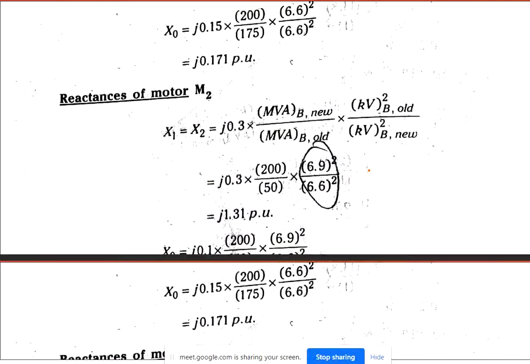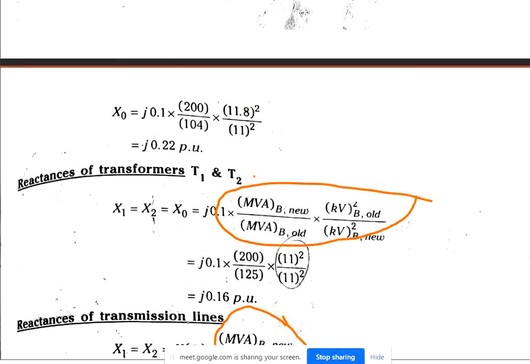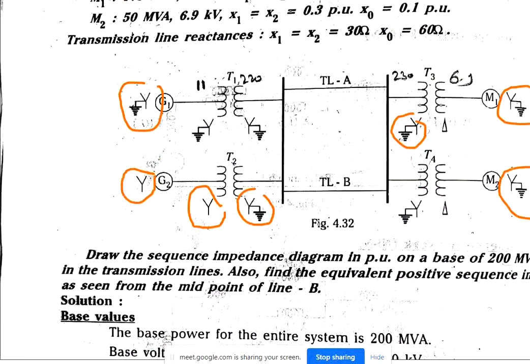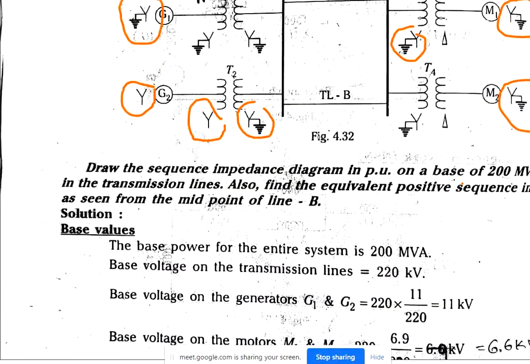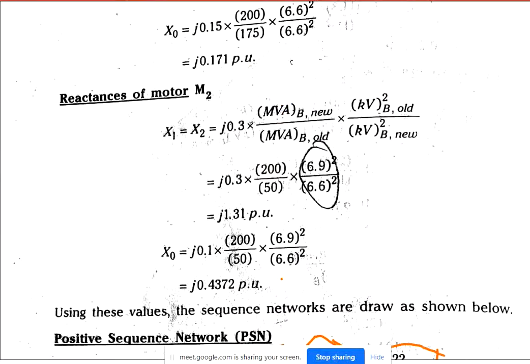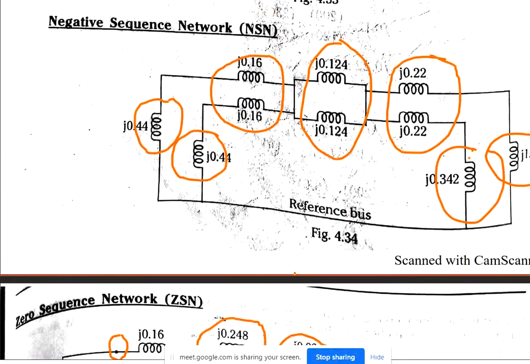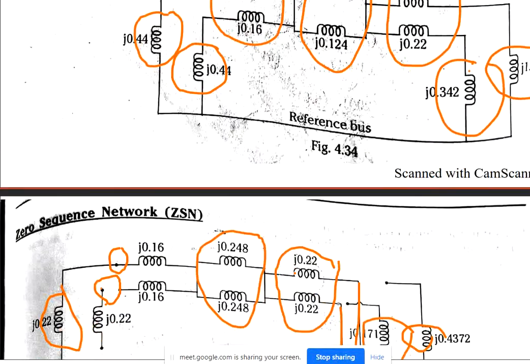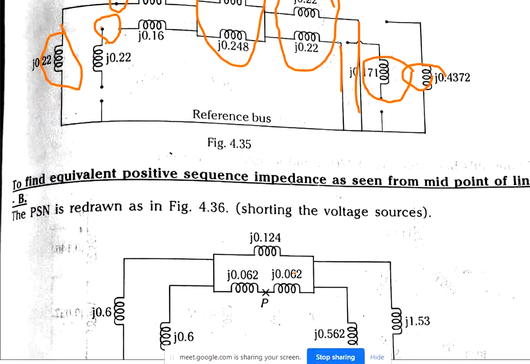One minute. The transformer secondary side series switches should be open. So that's why I made it open. Here also open, and here also open.